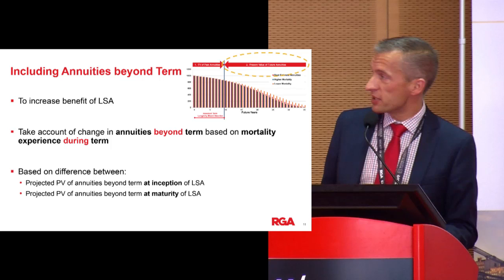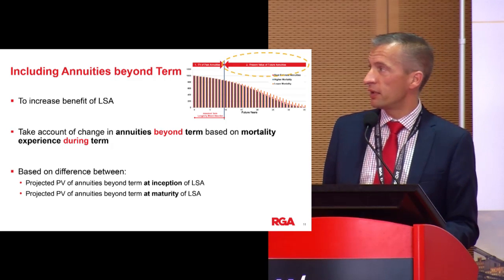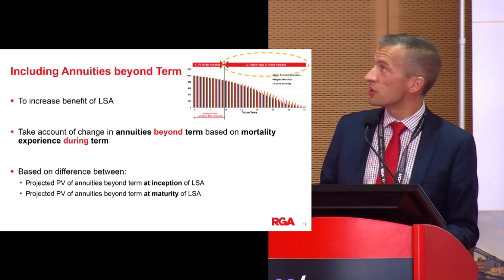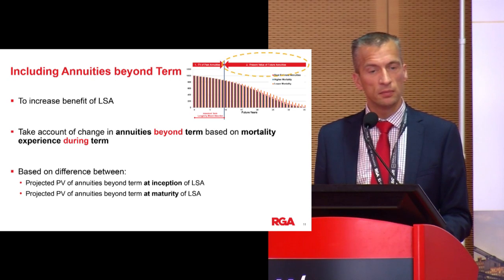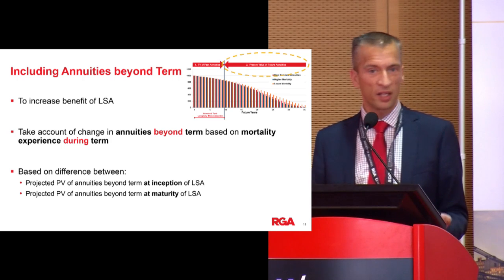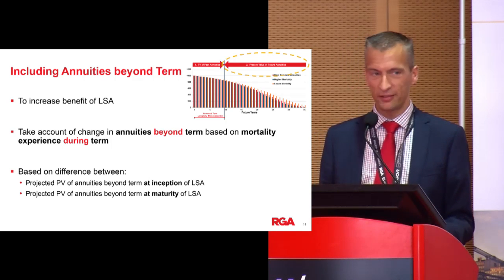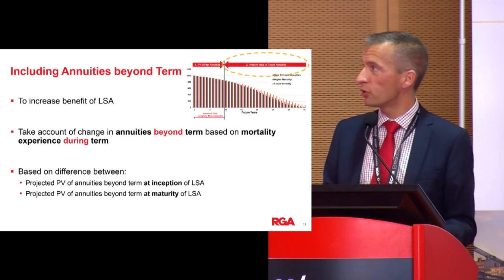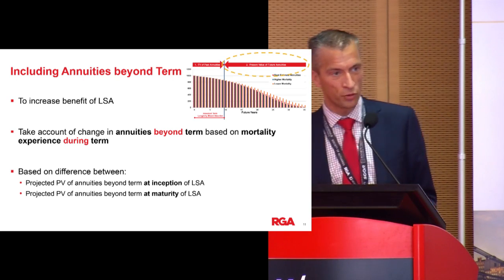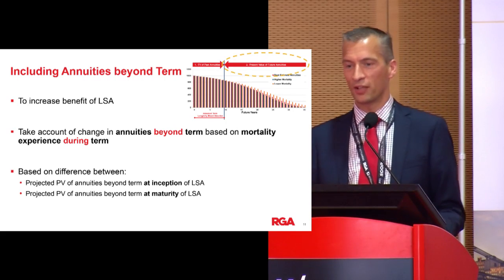Another way to phrase it is like this. It's the difference between how we project these annuities at inception relative to how they are projected at maturity. And for that purpose, we need a mortality model. Like yesterday, there have been plenty of mortality models. For instance, the Lee-Carter model, of course, or all the very exotic and fancy extensions that have been developed since then.